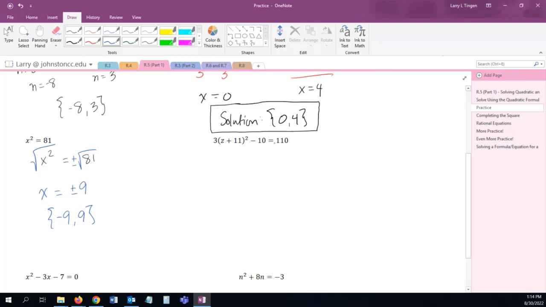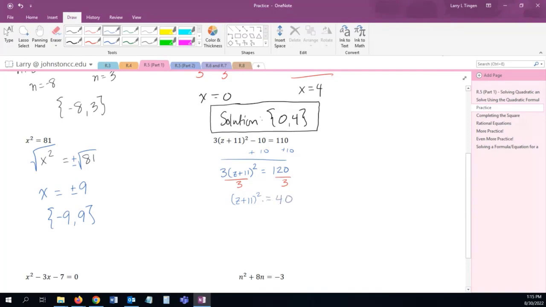How does this problem work the same way? Well, it's something squared equals a number. So I want to get this z plus 11 all squared on a side by itself, just like I did over here where the x squared was on the side by itself. So I'm going to add 10 to both sides. So that's 3 times z plus 11 squared is equal to 120. The square is not by itself yet. It's still multiplied by 3, so I'm going to divide by 3. And I now have z plus 11 squared is equal to 40.